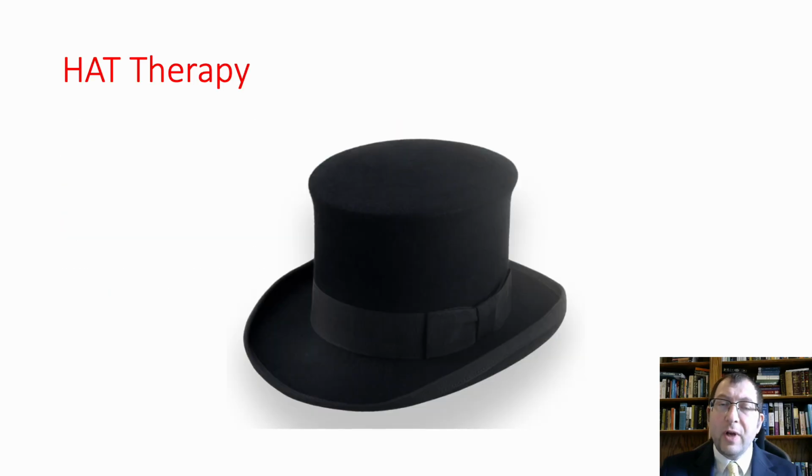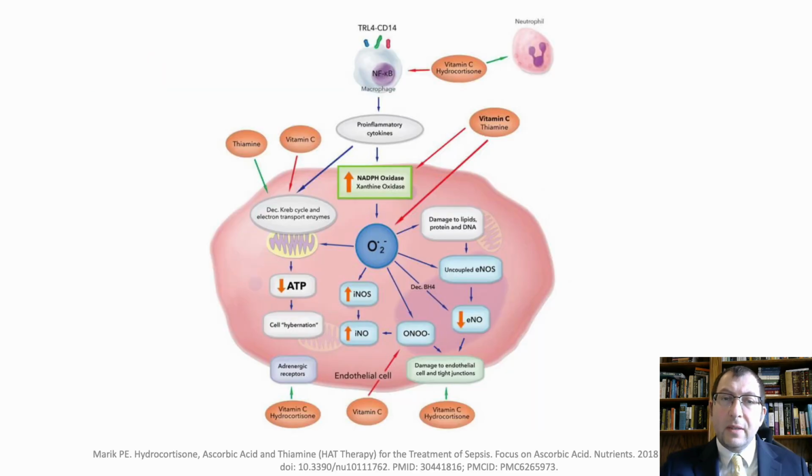Another adjunct or combination of adjuncts that has been studied is HAT therapy. That's a combination of hydrocortisone, ascorbic acid, and thiamine. This diagram shows the multiple and overlapping effects of hydrocortisone, vitamin C, and thiamine. Let's look at each component individually.